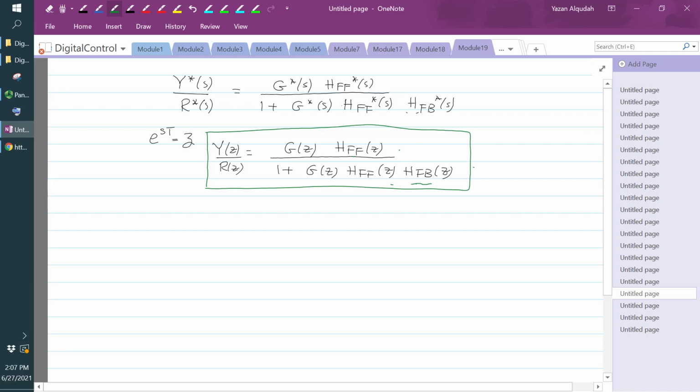Now what we're going to be looking at next, in the next week's module, is the response in the time domain and how it relates to where these poles are located.